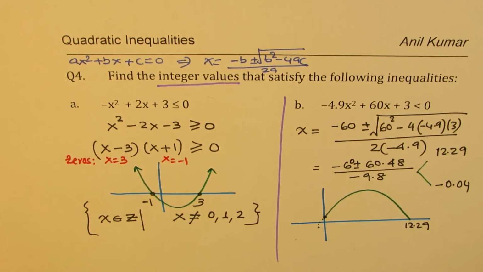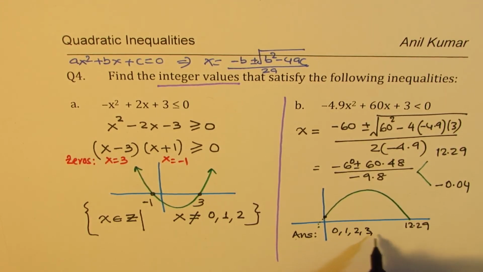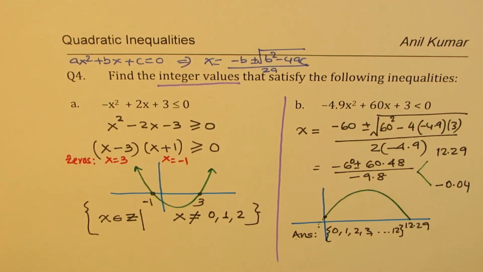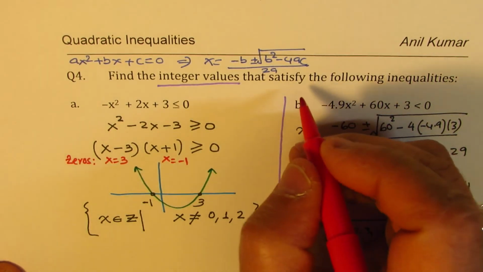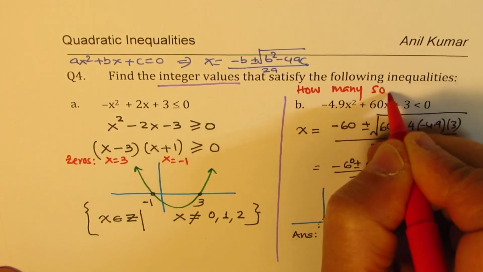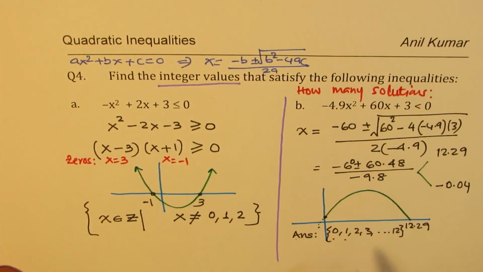So in this case, we get our solution as the values will be 0, 1, 2, 3, up to 12, correct? So all these integers are part of our solution in this particular case. Perfect. I hope that is clear. So there are 13 solutions, right? Sometimes we can just ask you, how many solutions will this have? Think like this, a multiple choice question, how many solutions? In that case, our answer will be there are 13 solutions, including 0 also, right?